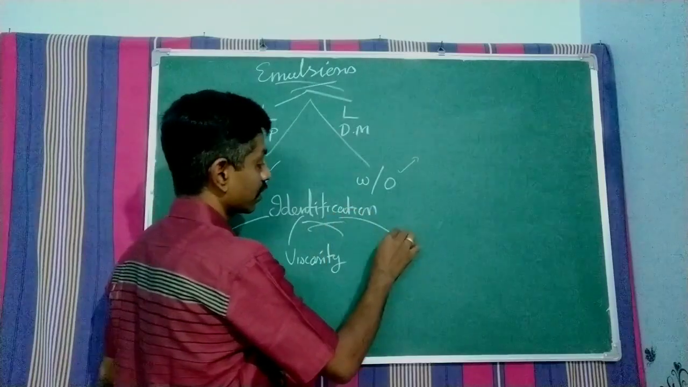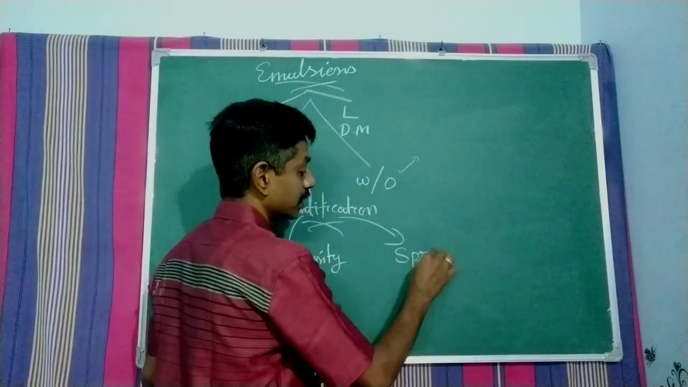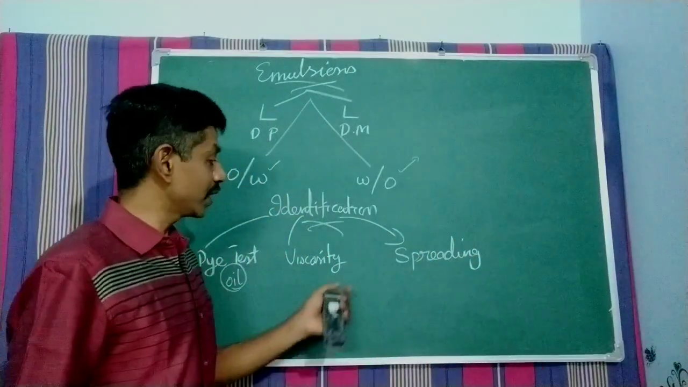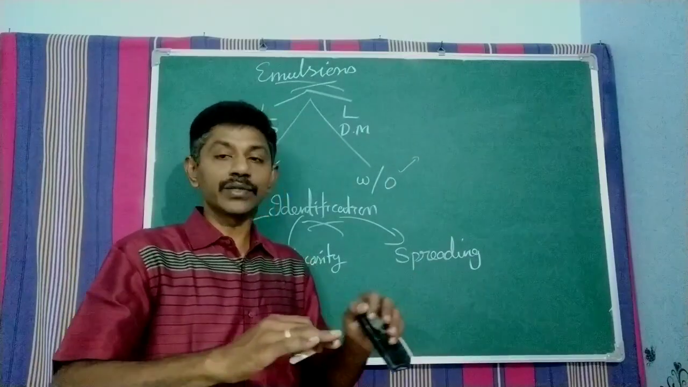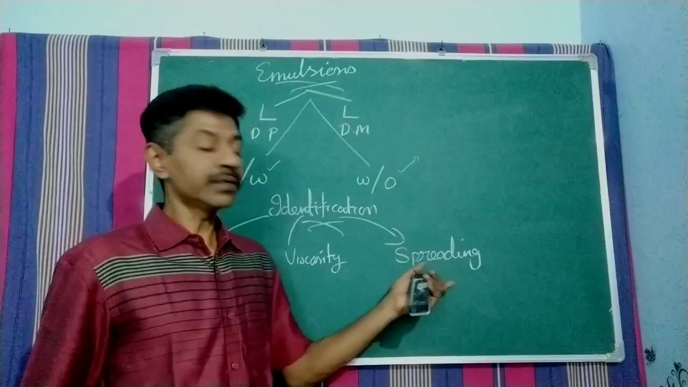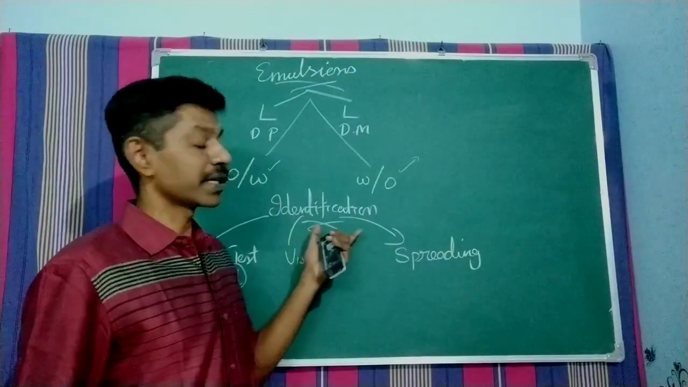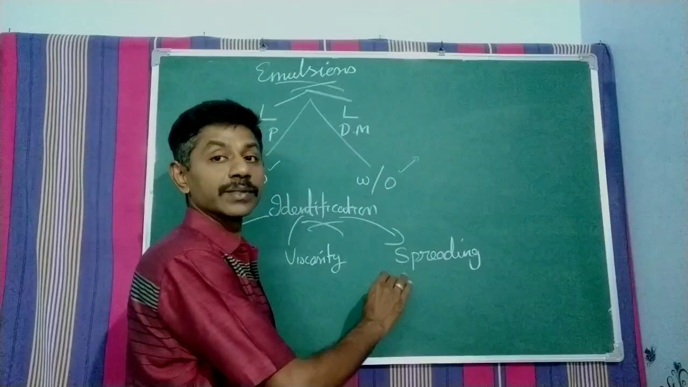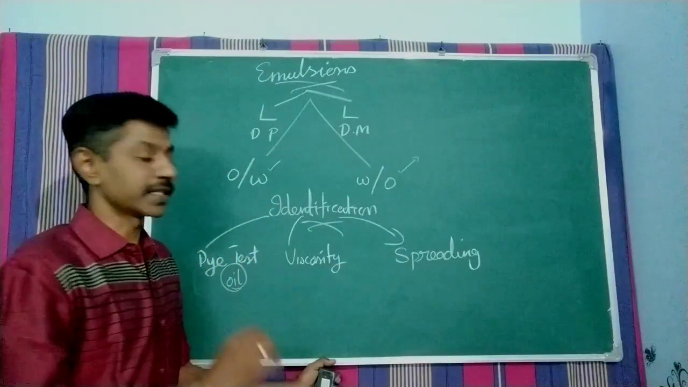The next one, they will go for the spreading test. Usually an oil emulsion will spread uniformly. So that gives us an identification. Spread test is a good test for identifying a type of emulsion. Whereas the aqueous type of emulsion will do the spreading very, very slowly. This is one of the tests.